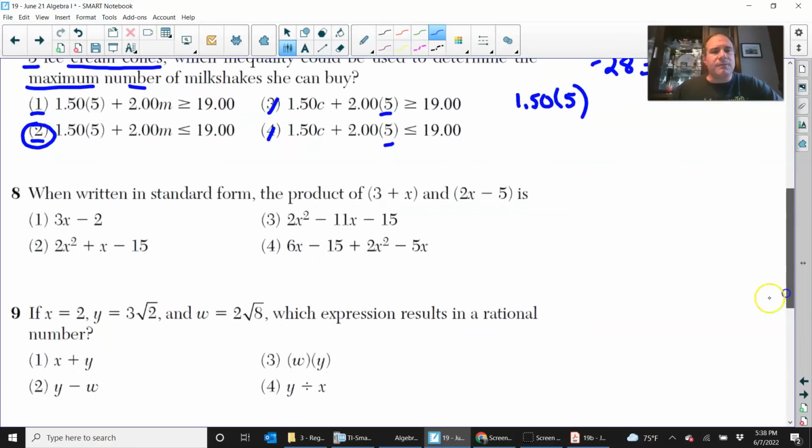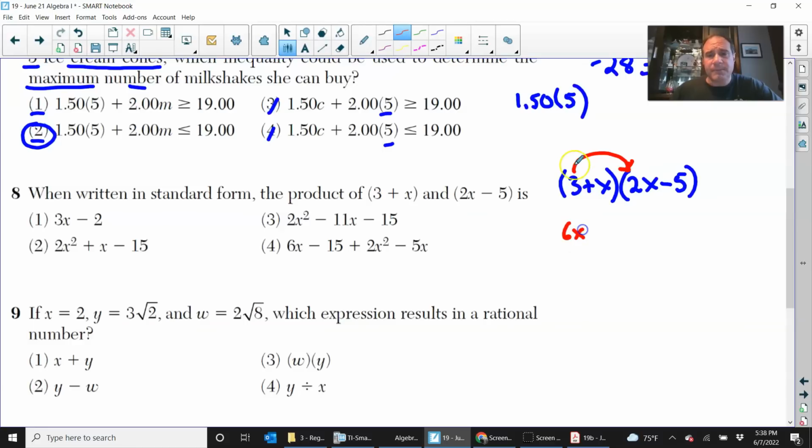When written in standard form, the product of 3 plus x and 2x minus 5. These are 2 binomials that they want you to multiply. So we're talking about the product, and it has to be written in standard form. Another way of basically not being able to use your calculator. So I am just going to go ahead and do my distributive property. I have 6x here. Then 3 times negative 5 is negative 15. x times 2x is plus 2x squared.